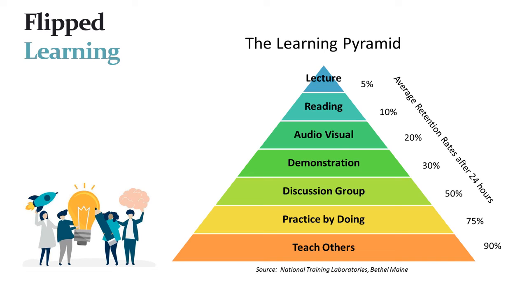And the most important, practice by doing and teaching others. Practice by doing is 75% and teaching others is 90%. So remember, when you do your class, it's necessary that your students practice by doing and teach other students, because that is where their retention is 75%, in another case 90%. What's important is to apply this learning pyramid with our students.